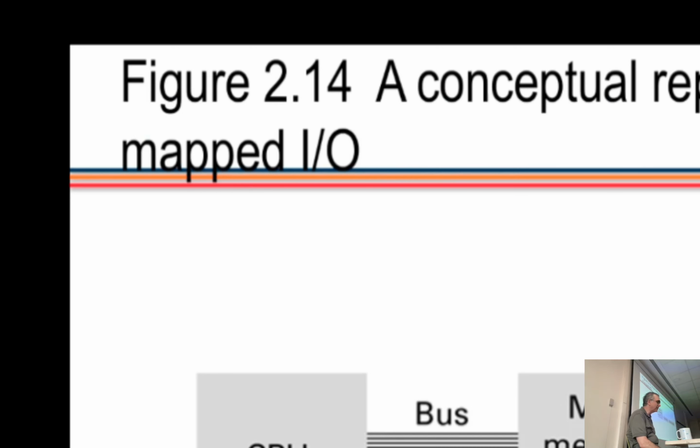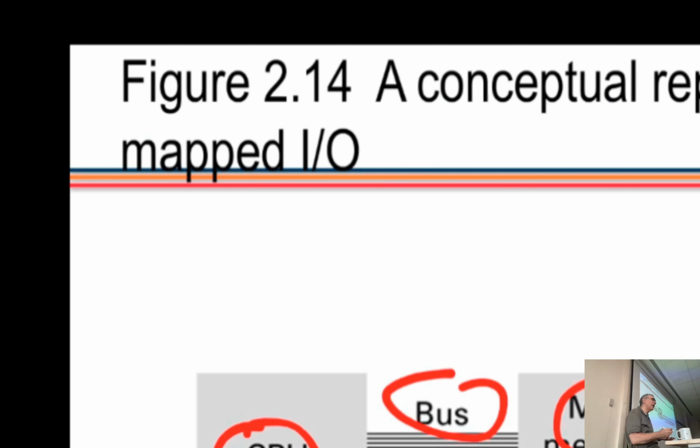So we have CPU connected to main memory through the bus, and we have a peripheral device. The peripheral device is connected to the memory with a controller, with some of the memory cells. How do you do it?